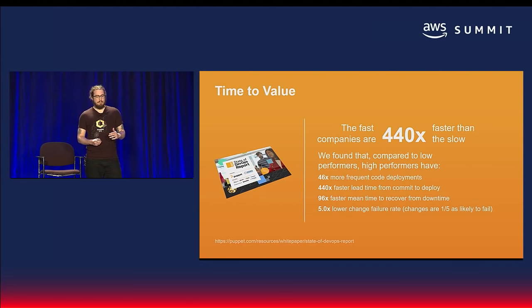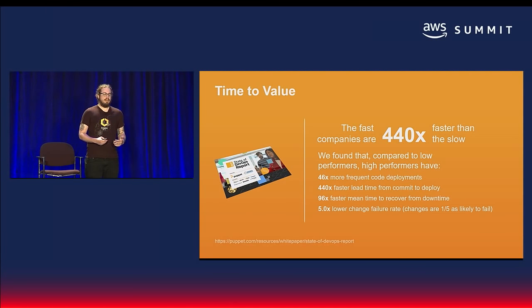So in a recent Puppet State of DevOps report, they found that fast companies are 440 times faster than the slowest companies. And this massive gap in capability and speed goes across a number of different stats. So in terms of code deployments, we see fast companies have 46 times more frequent code deployments. That 440 times number comes from the lead time from commit to deploy. So a programmer writes code and commits it into the code base. The fast companies get that code out to customers 440 times faster than the slowest companies.